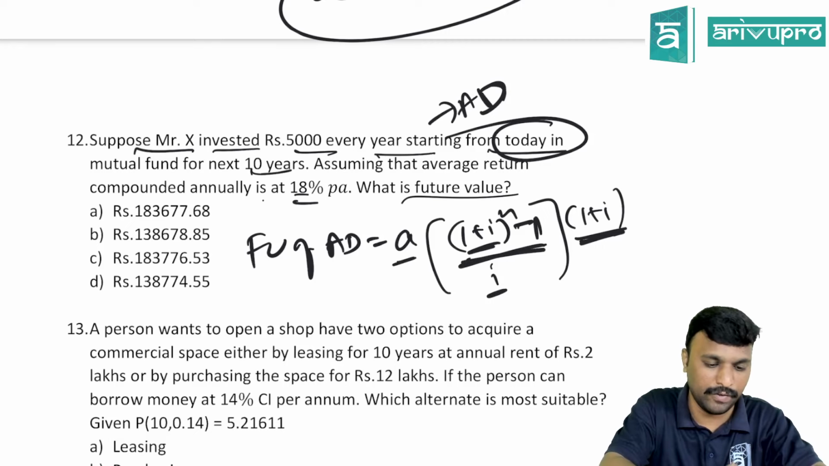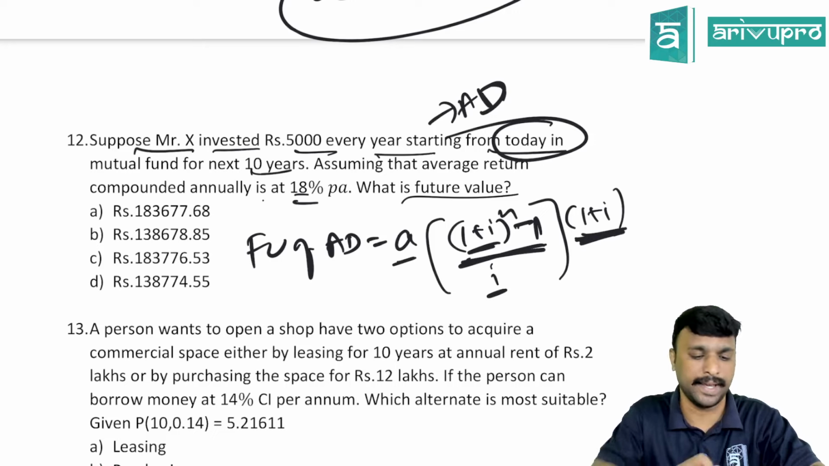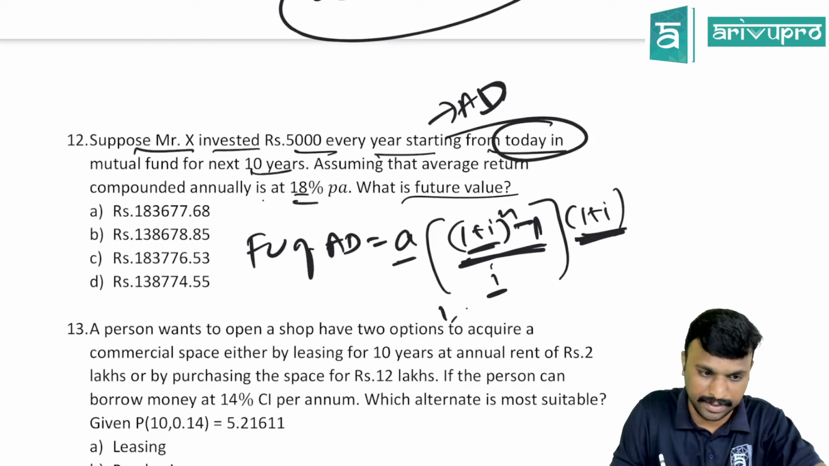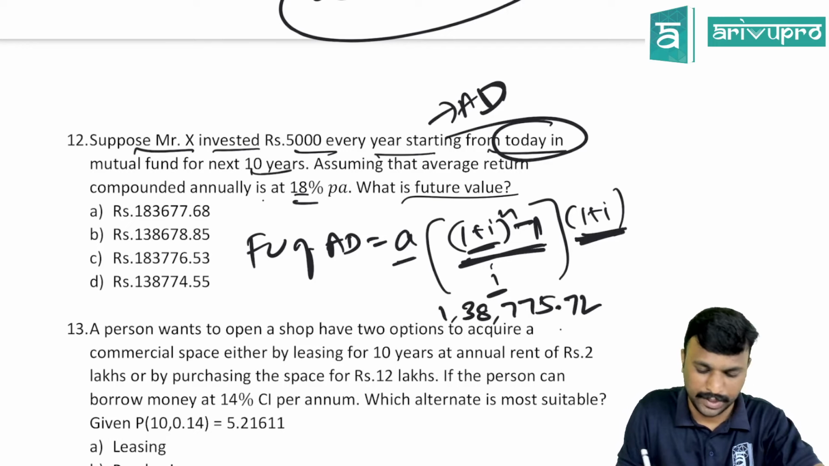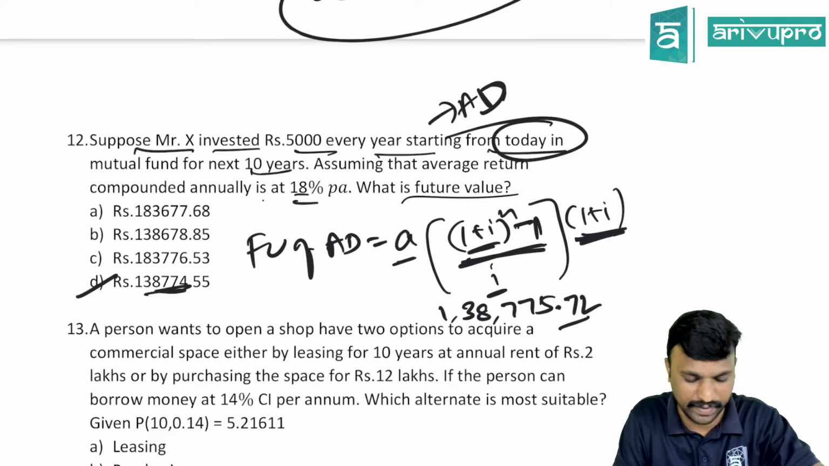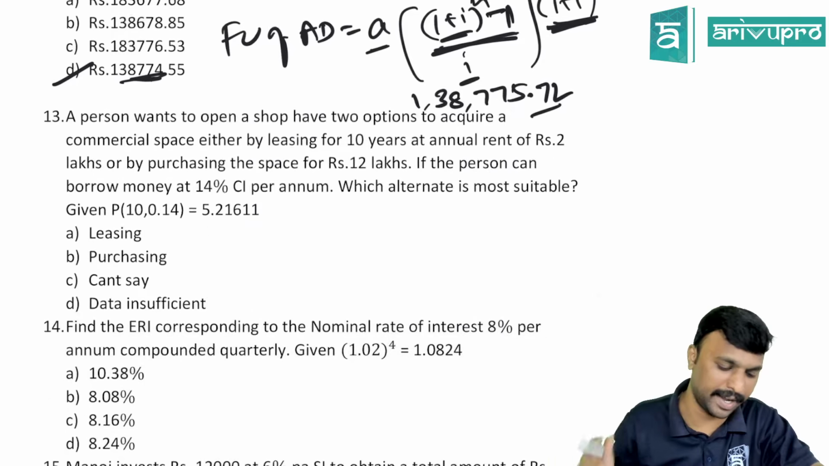What is A value? 5,000. And then multiply, press into, what is 1 plus I? 1 plus I is 1.18. So the result is 1,38,775.72. So the nearest answer is option D, 1,38,774.55. That's the nearest answer. So option D is the correct answer.